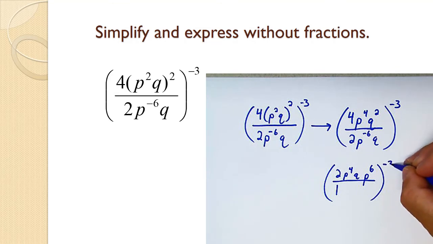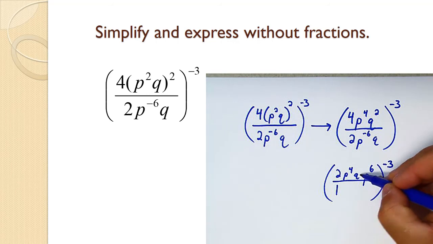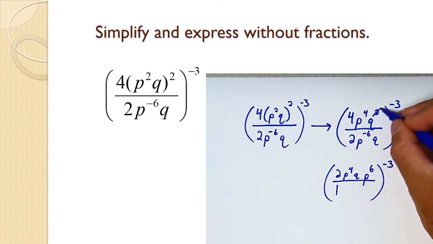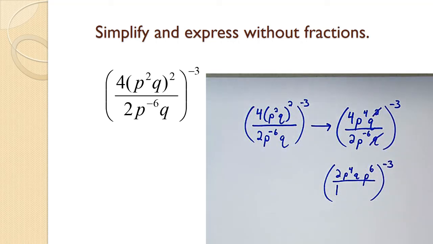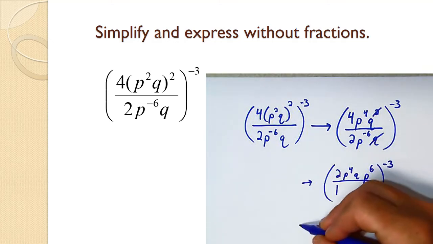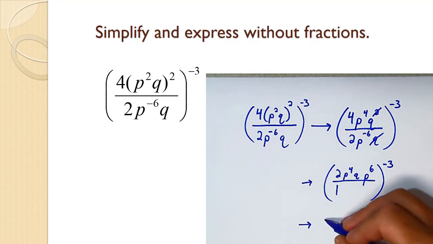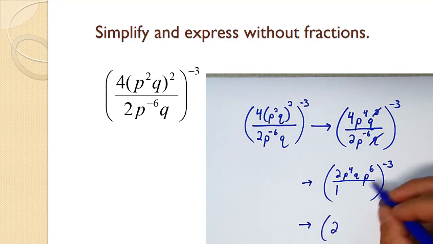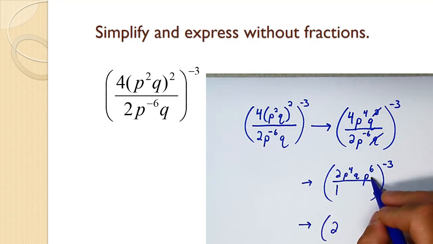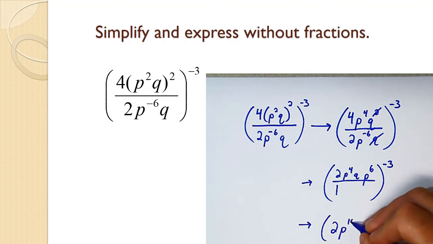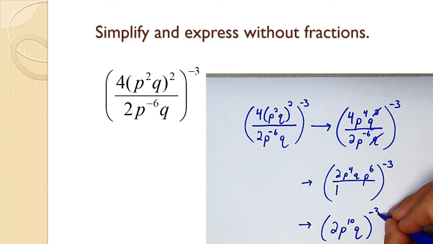This is still all going to be raised to the third power. I want to emphasize that the reason that q is alone on top is because one of the q's on the top canceled with the q on the bottom, leaving just one q on the top. Okay, well, let's go a little bit further here. So that's really the same as saying 2 p to the fourth and p to the sixth. That gives us p to the 10th and 1 factor of q, and that's all going to be raised to the negative third power.